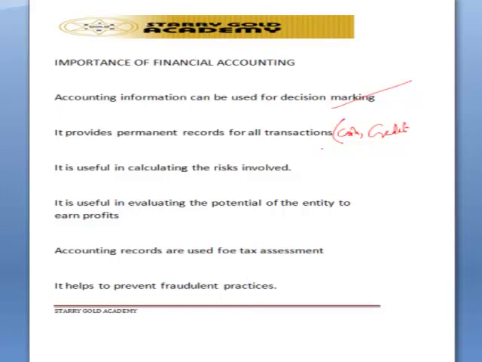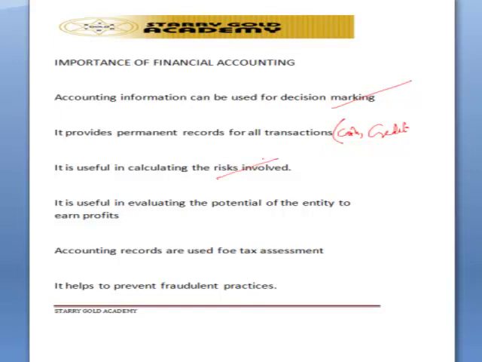It is useful in calculating the risk involved. So financial information of financial accounting is necessary. So one of the significance of financial accounting information is that it is significant for calculating risk involvement in financial decision. So that is another importance.